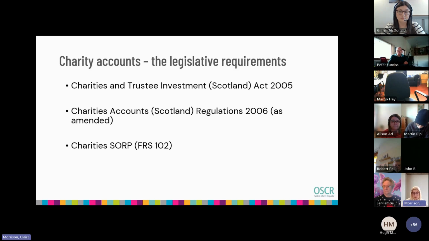The Charities Accounts Scotland Regulations 2006 is the legislation which sets out the detail of the accounts. So this sets out the income thresholds for different types of accounts that can be prepared, whether accounts can be independently examined or audited, and what style of accounts and notes need to be included. The Statement of Recommended Practice, or the Charities SORP, is a specific piece of guidance which is required for charities who are preparing fully accrued accounts.